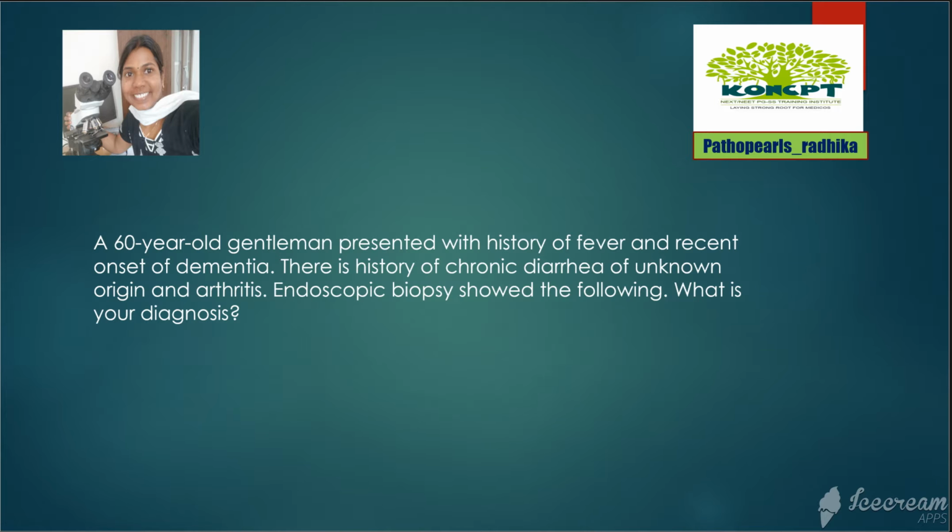Okay. So now let us summarize this question. There is history of fever. There is history of dementia, diarrhea and arthritis. So what are the systems involved? So you have involvement of CNS, you have dementia. So you have diarrhea, which is involvement of GIT. Then you have arthritis, which is involvement of joints. Okay. So you have involvement of CNS, GIT and joints.